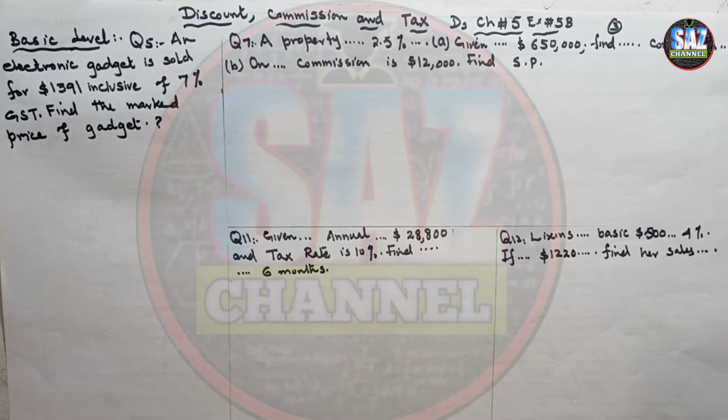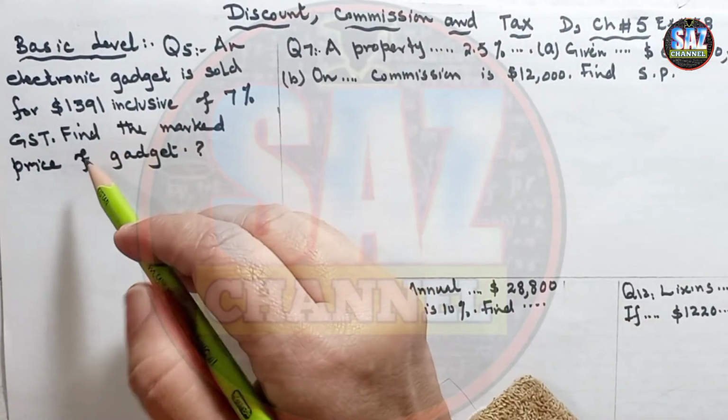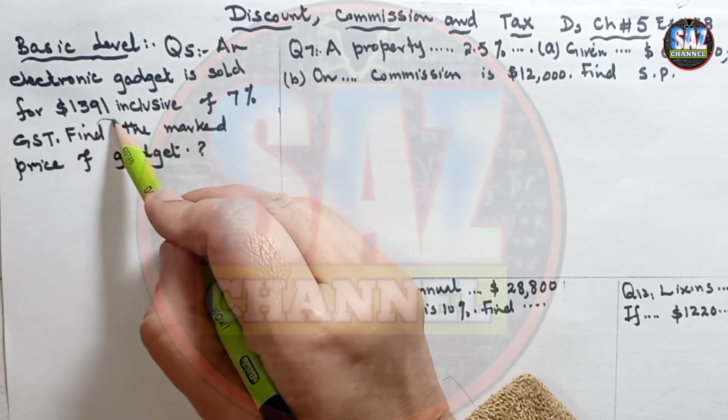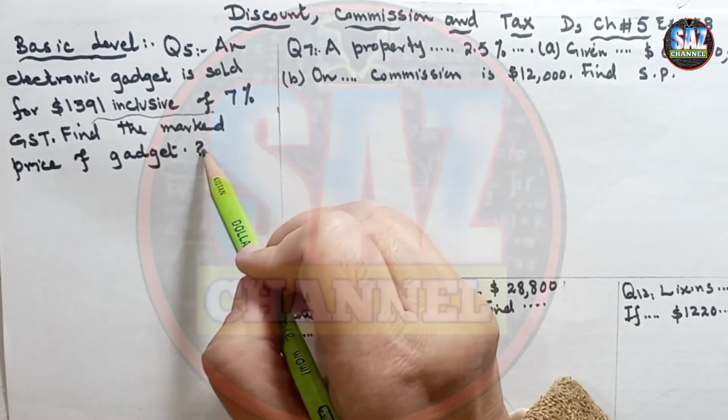Let's move to question number 5, and let me read the question from the book because the questions are long, so I've written the question in short form. Question 5 says that an electronic gadget is sold for $1391 inclusive of 7% GST. Find the mark price of the gadget.